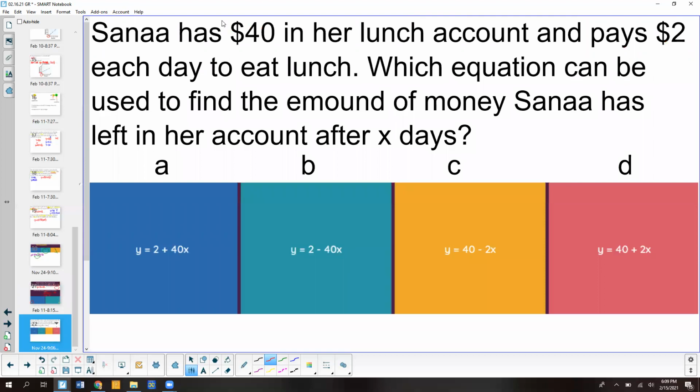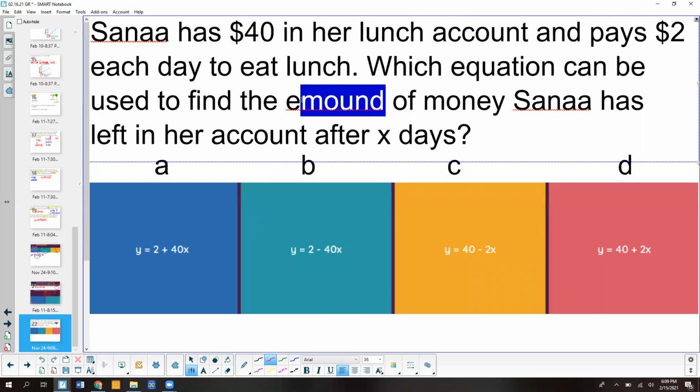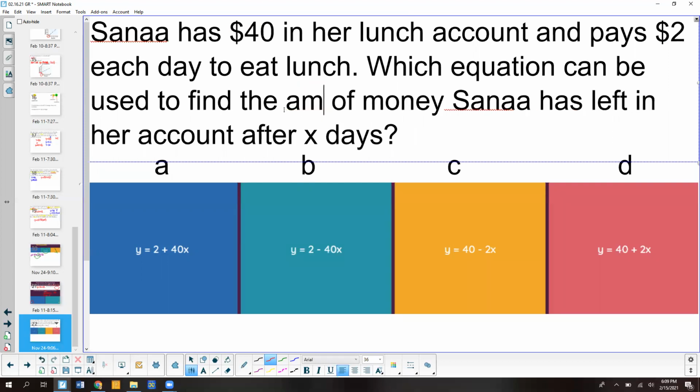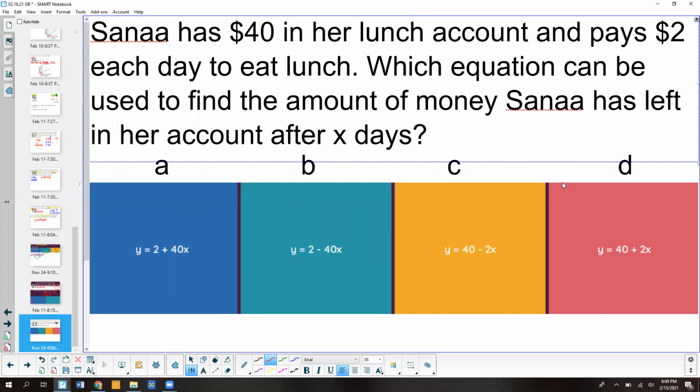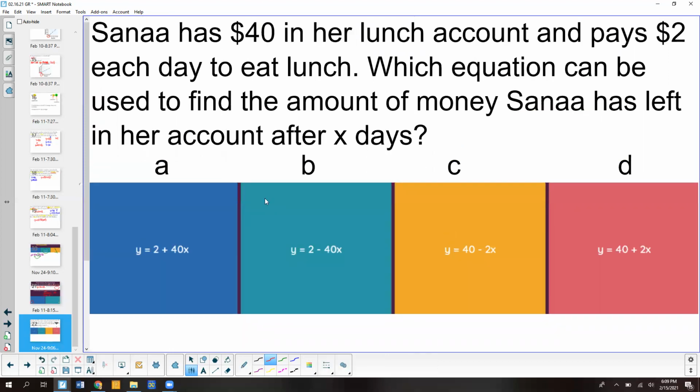Last one. Sanaa has $40 in her lunch account and pays $2 each day to eat lunch. Which equation can be used to find the amount of money she has left in her account after x days? She's got $40 in her account to start with, and she pays $2 each day. I'm going to highlight this: $40 in her lunch account, and she pays $2 each day to eat lunch.